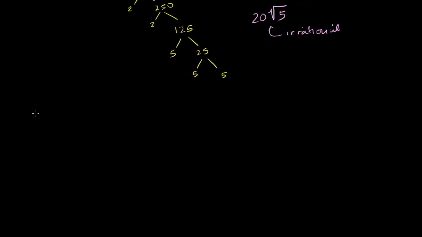Let's do F, square root of 1/4. So F is the square root of 1/4, which we can view as the square root of 1 over the square root of 4, which is equal to 1 over 2, which is clearly rational. It can be expressed as a fraction.